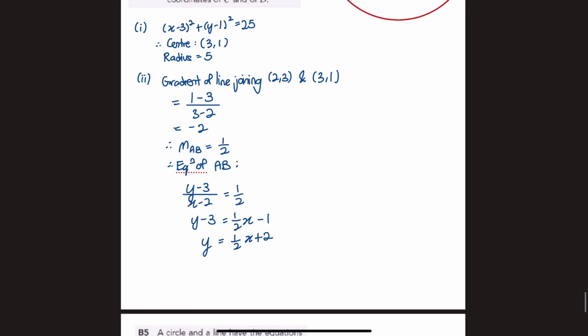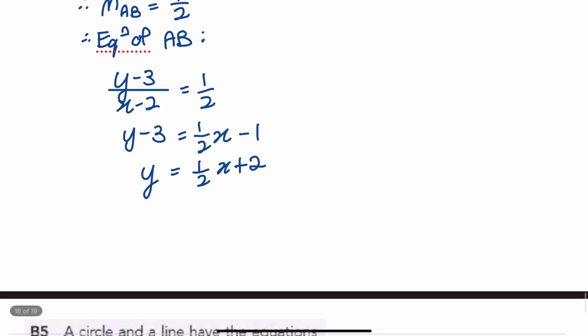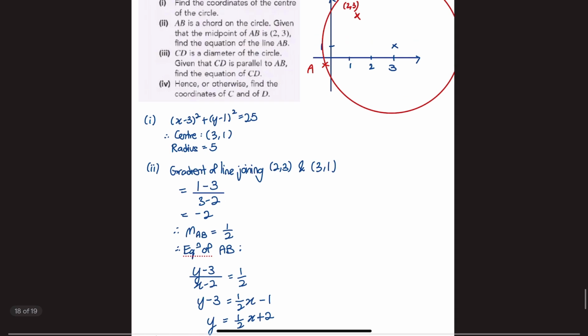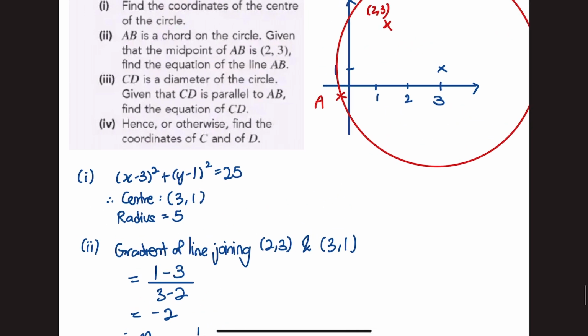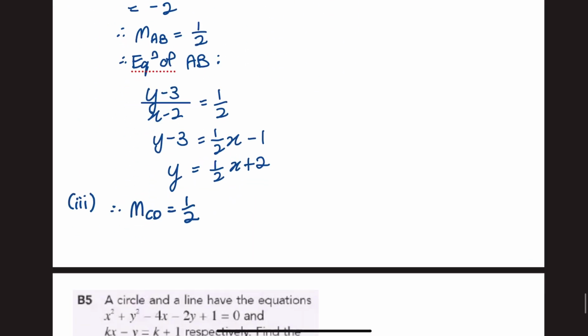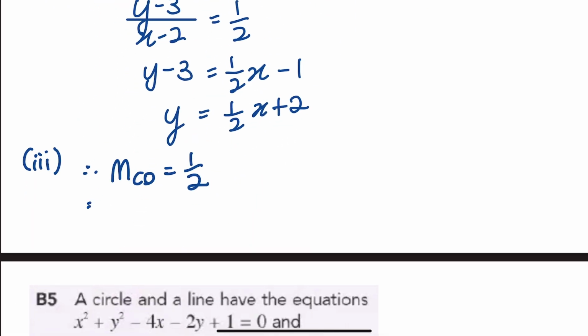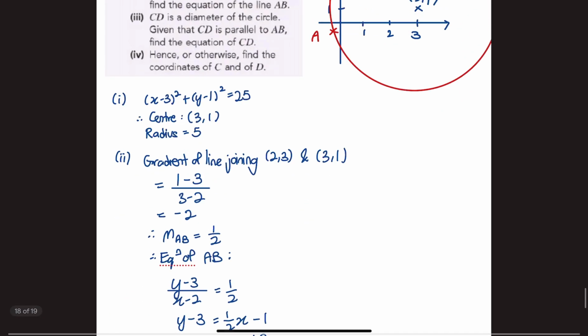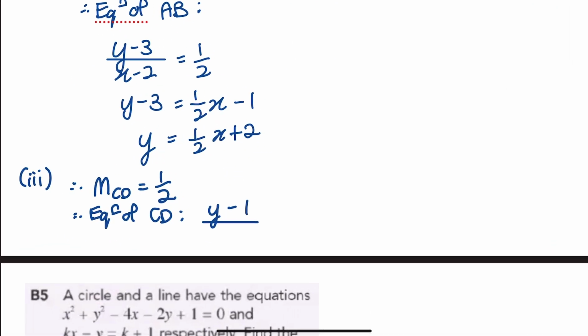Okay, for part 3, since line CD is parallel to line AB, I can tell from here, therefore, the gradient of line CD is equal to half, since it's parallel to line AB. Since CD cuts through the center of the circle, and I found the center of the circle to be (3, 1), therefore the equation of line CD is simply (y minus 1) over (x minus 3).